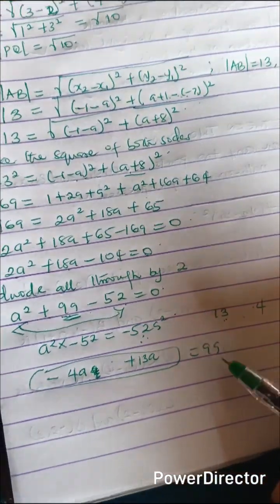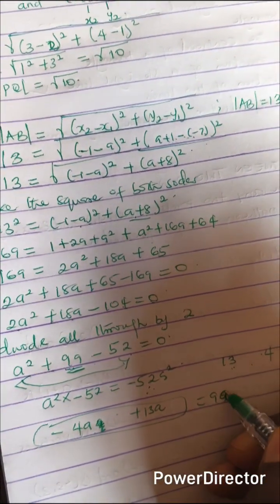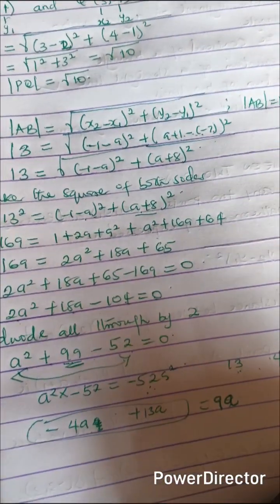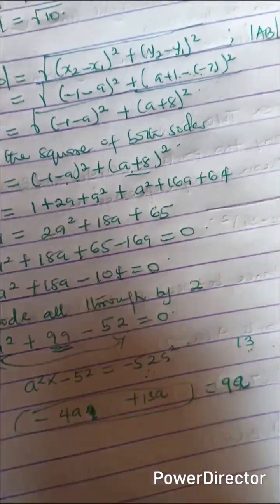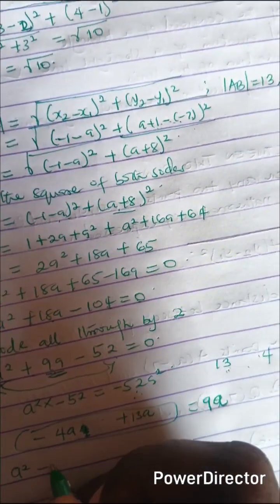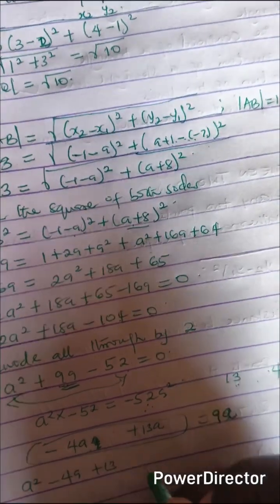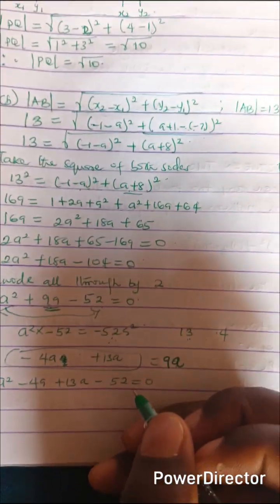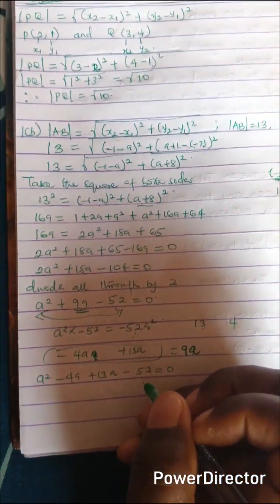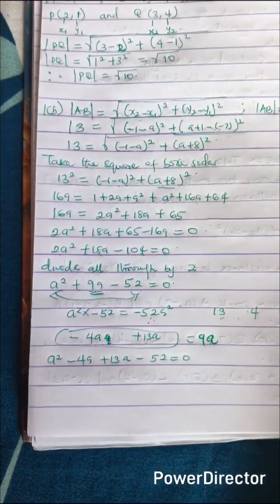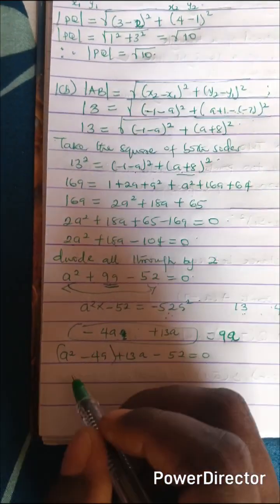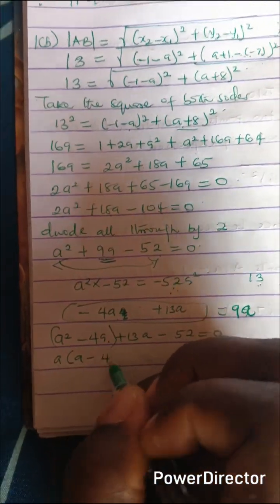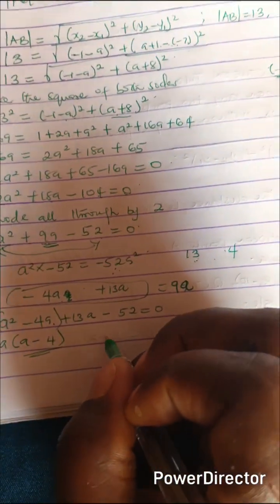So instead of writing 9a directly in the quadratic equation, you replace it with this. Let me write my a very slowly so it will not look like 9. So we now have a squared minus 4a plus 13a minus 52 equals 0. What next? You factorize. You can take the first two terms. What is common in these two terms? It is a. You factorize a out, and you are left with a minus 4.